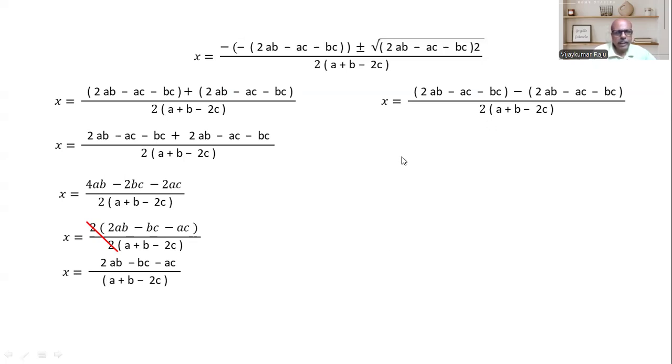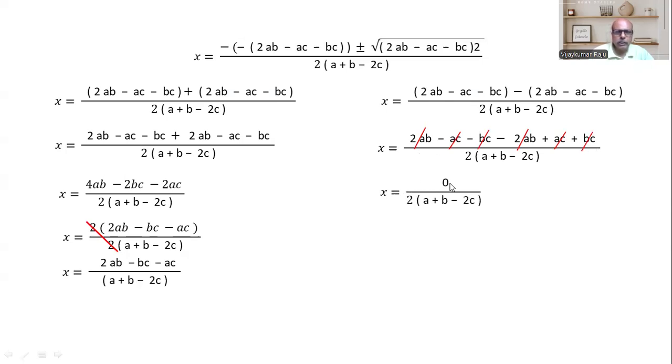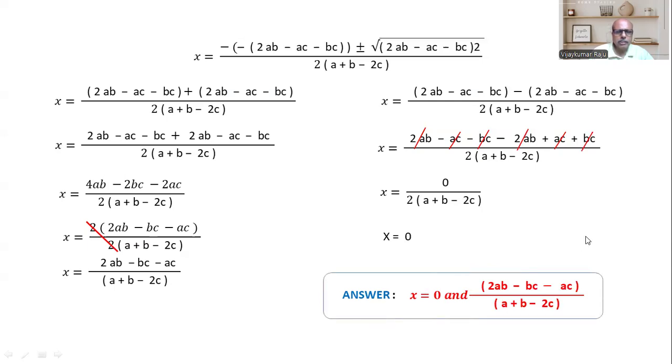Now let us do the other side. x is equal to, again, let's open the bracket. So 2ab minus ac minus bc. Minus sign is there, so it becomes minus 2ab, minus minus plus ac plus bc. 2ab minus 2ab cancels, because one is positive, other negative. Minus ac plus ac should also get cancelled. Minus bc plus bc should also get cancelled. So all the terms are over. That means there is nothing in the numerator. 0 upon 2a plus b minus 2c, and 0 upon something is 0. So that value of x is 0. So one value of x is 0 and the other value is this. So your answer will be this 0 and this. This is your solution set. Hope I'm clear. Clear?